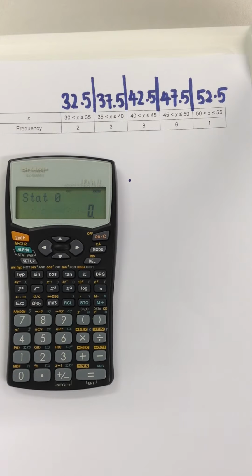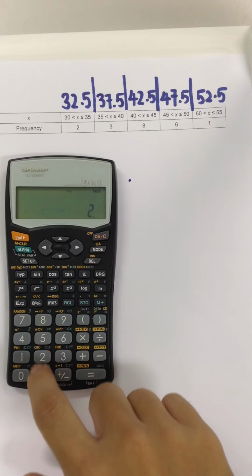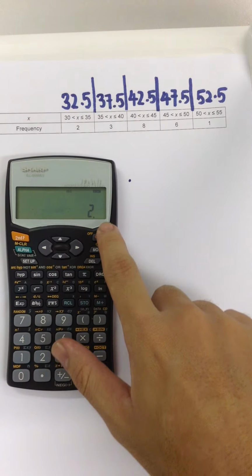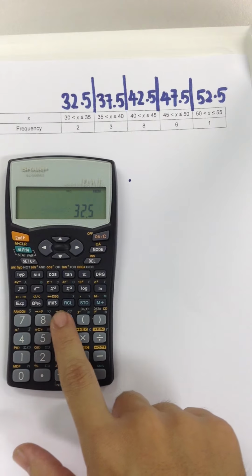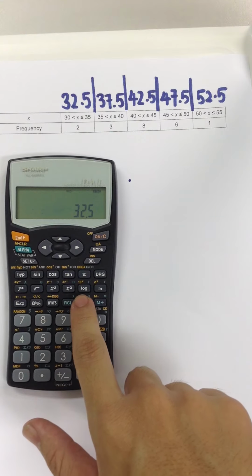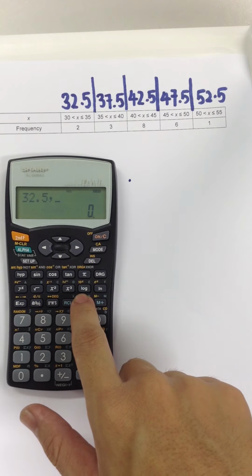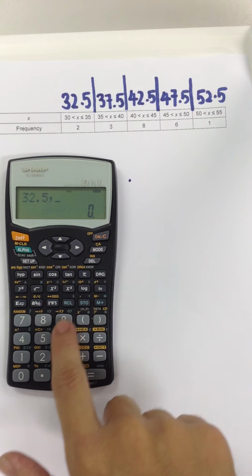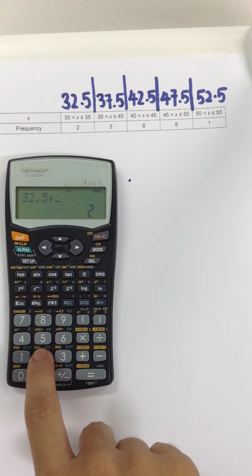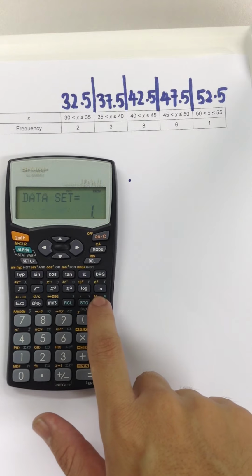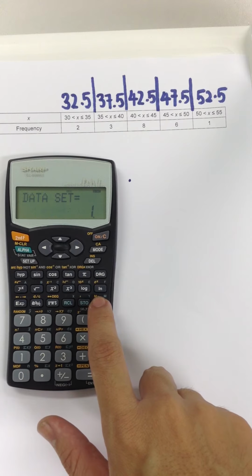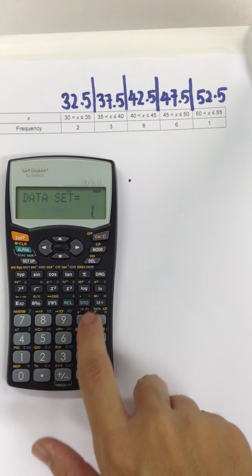Step 3. Key in the data as follows. 32.5 STO button, followed by the frequency 2 and N plus. Repeat this for the rest of the data.